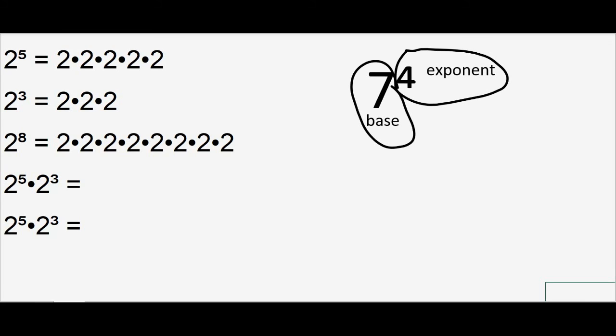2 to the 3rd power is 3 2's multiplied together. And 2 to the 8th is 8 2's multiplied together. You can do those on your calculator and see what the answers are, but in terms of the exponent rules, we're really more concerned not about the answers, but what the exponents and the bases mean. So the first exponent rule is, for instance, where we have 2 to the 5th power times 2 to the 3rd power. We're multiplying exponential expressions with the same base.